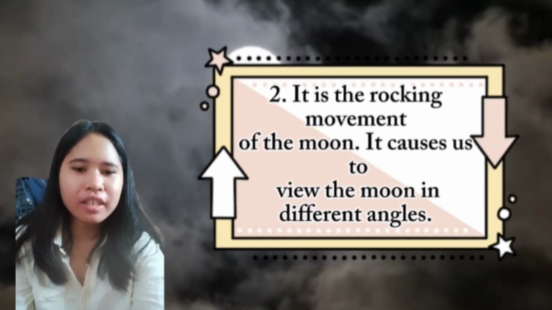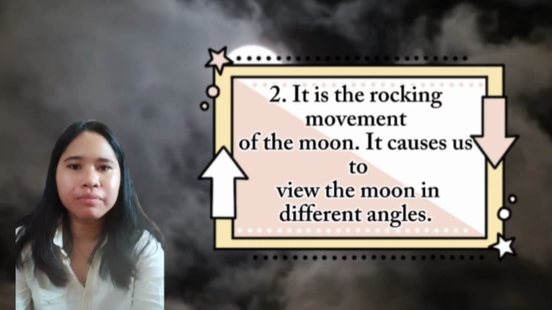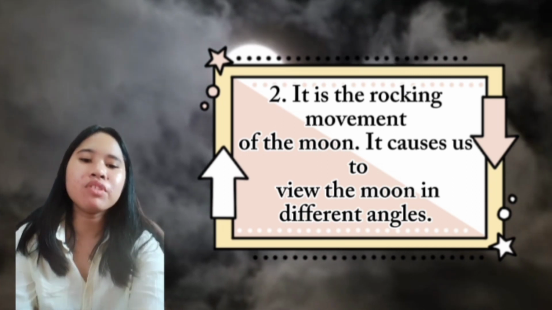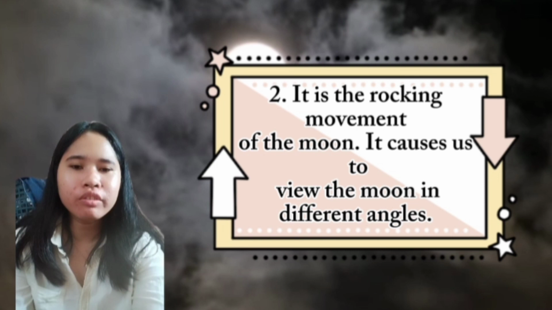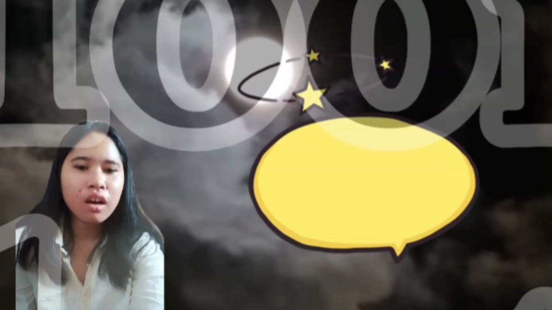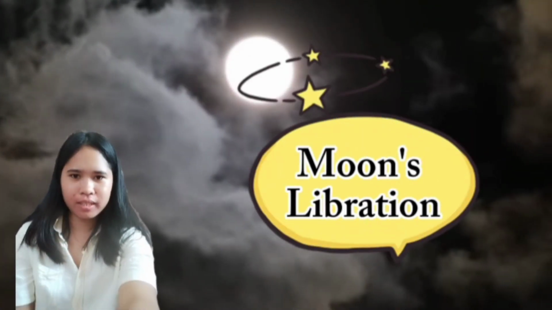The second question is: it is the rocking movement of the moon. It causes us to view the moon from different angles. Do you still remember why we people view the moon from different angles? I have just discussed that with you earlier. Yes, the answer is moon's libration.